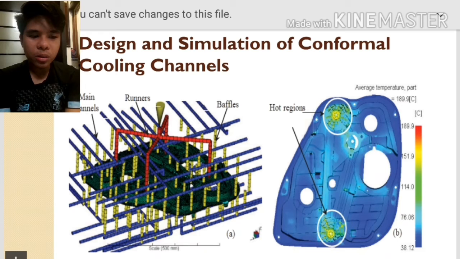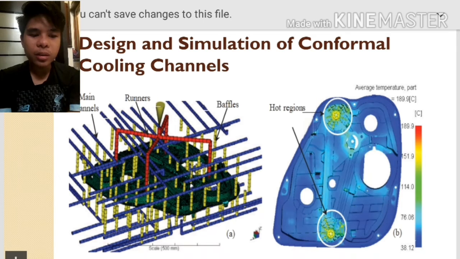Okay, refer to Figure 1b. There are two regions with high temperature. This is because the mold part is large in thickness, so the part absorbs more heat. The hotter regions need to be treated locally. The treatment is using the conformal cooling channel.